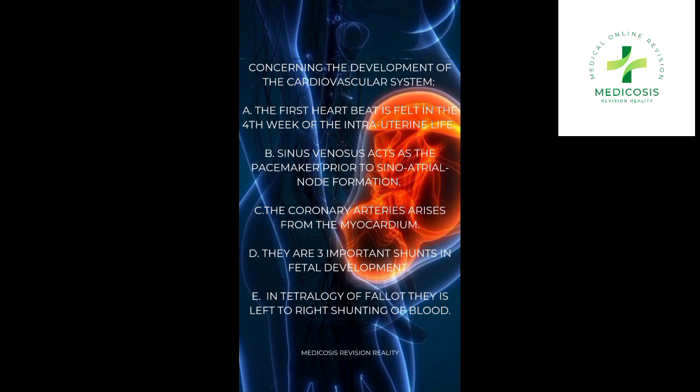C. The coronary arteries arise from the myocardium. The answer is false. 2 main coronary arteries originate from the base of the aorta as it exits the left ventricle: the left and right coronary arteries. Don't be tricked, medics. The coronary artery supplies the myocardium but does not arise from the myocardium. D. There are 3 important shunts in fetal development.